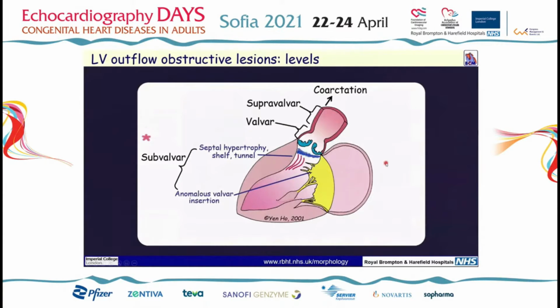Now, when you come to outflow tract obstruction, there are various levels to look out for. Where exactly is this obstruction? You may have a subvalvular situation or valvular, supravalvular, and coarctation even. So we start off with the subvalvular level. We have anomalous insertions, a septal hypertrophy, and so on.